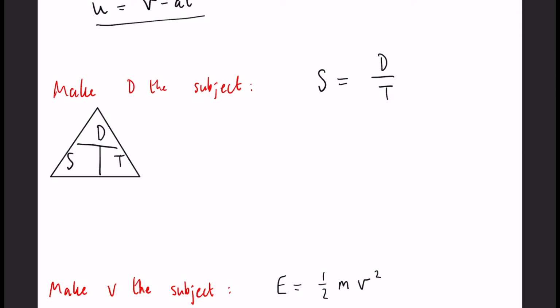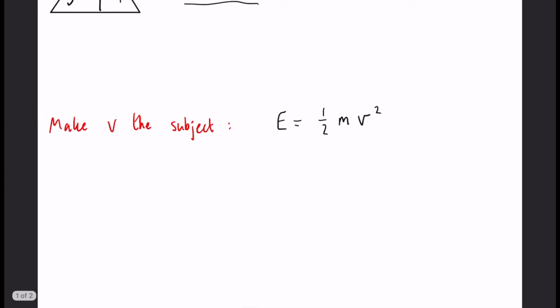This basically makes it a lot easier when it comes to rearranging it. So we want to make d the subject. So imagine you put your finger over or cover up the d. What does that leave us with? That leaves us with s and t next to each other. So our final answer is simply going to be d equals st, or s times t. And that's it.